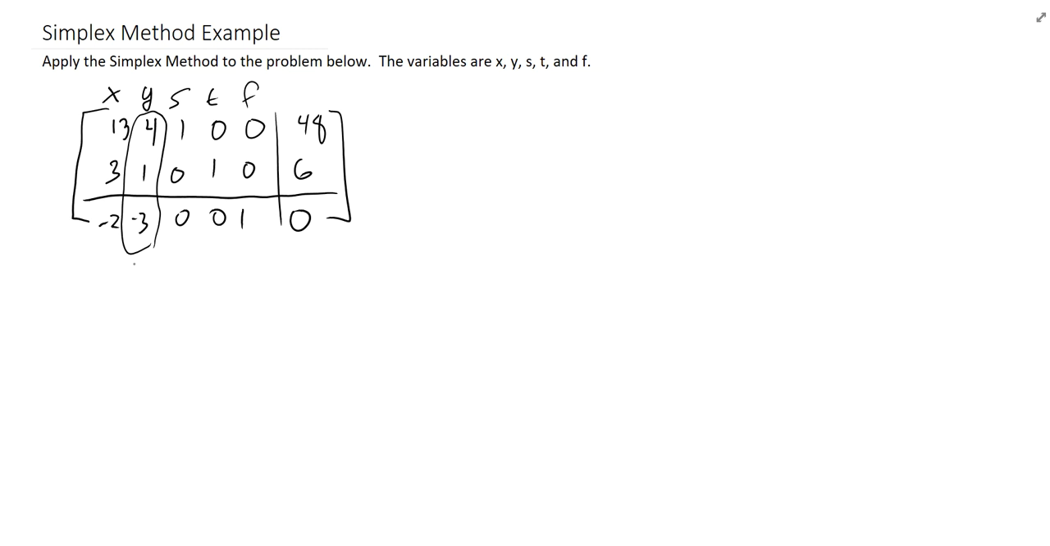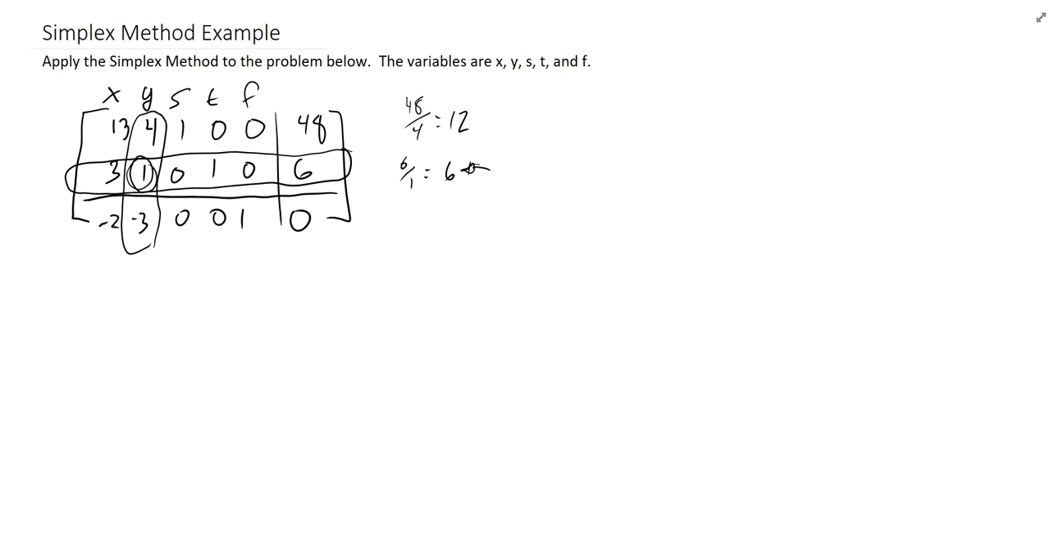All right, so once we found the column, I want to take the values over here in our far right column, the solution column, and divide those out. 48 divided by 4 gives me 12, and 6 divided by 1 is 6. We want to choose the smaller of those two values. So my pivot row would be the second row, 3, 1, 0, 1, 0, 6, and our pivot would be the 1 there.